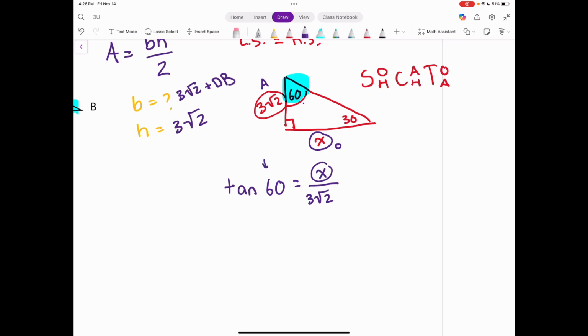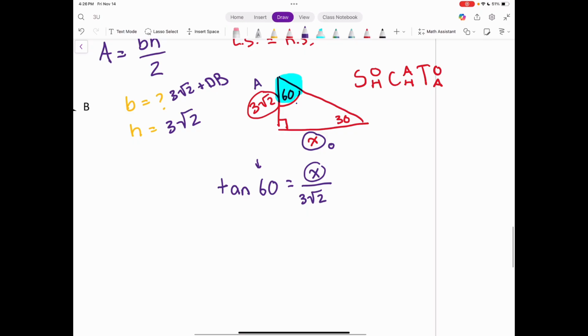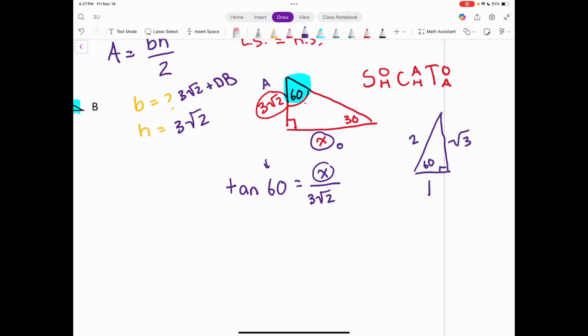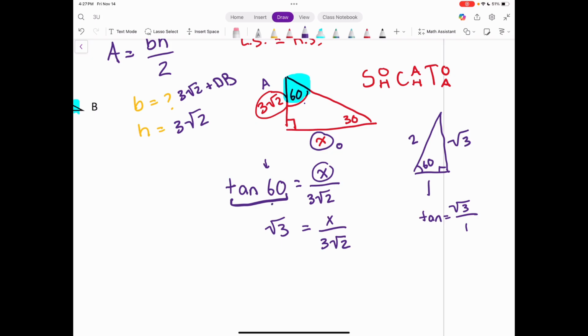So tan 60, if we're looking at my special triangle, is going to equal opposite over adjacent. In this case, that's the square root of 3 over 1. So I know that the exact value for tan 60 is just the square root of 3. I've replaced tan 60 with its exact value, which is the square root of 3.